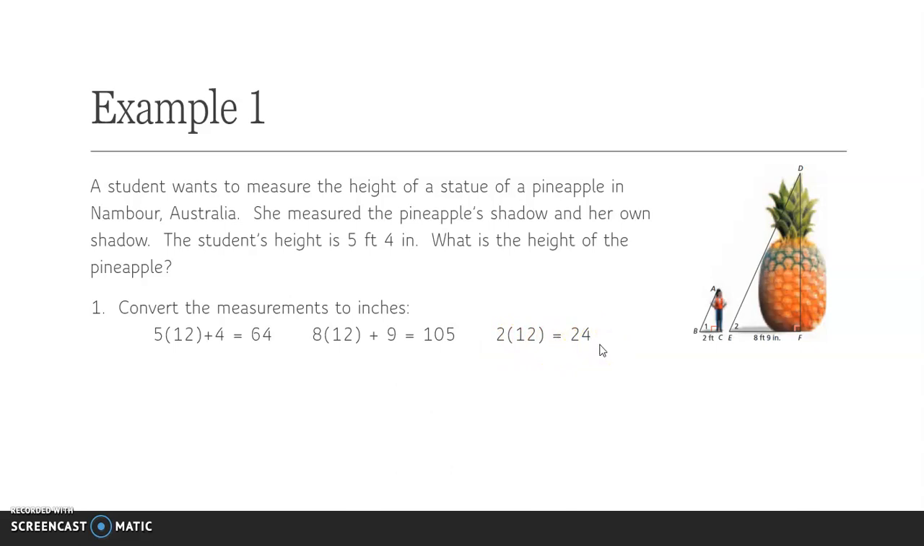Now what we're going to do is set up a proportion. I like to do height over shadow equals height over shadow. So see if you can set up a proportion for this and solve it to tell me how many inches tall the pineapple is.